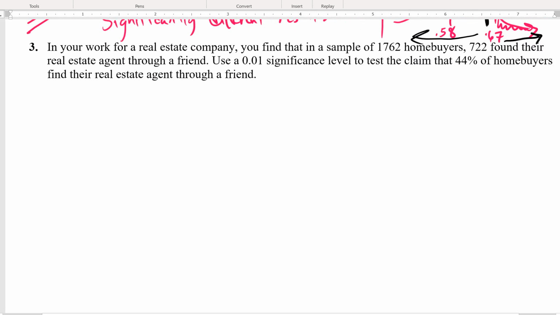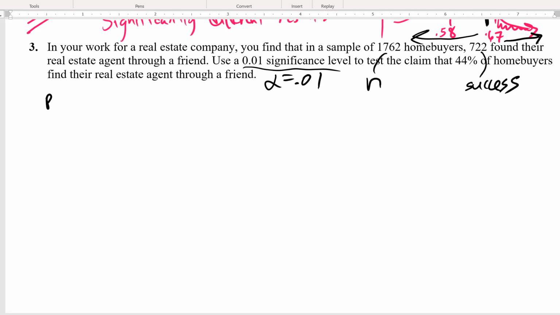In your work for a real estate company, you find in a sample that 722 found the real estate agent through a friend. I'm going to call that a success. Use a 0.01 significance level. Significance level again is alpha. Test the claim that 44% of homeowners find their real estate agent through a friend. So how do we test that 44%?